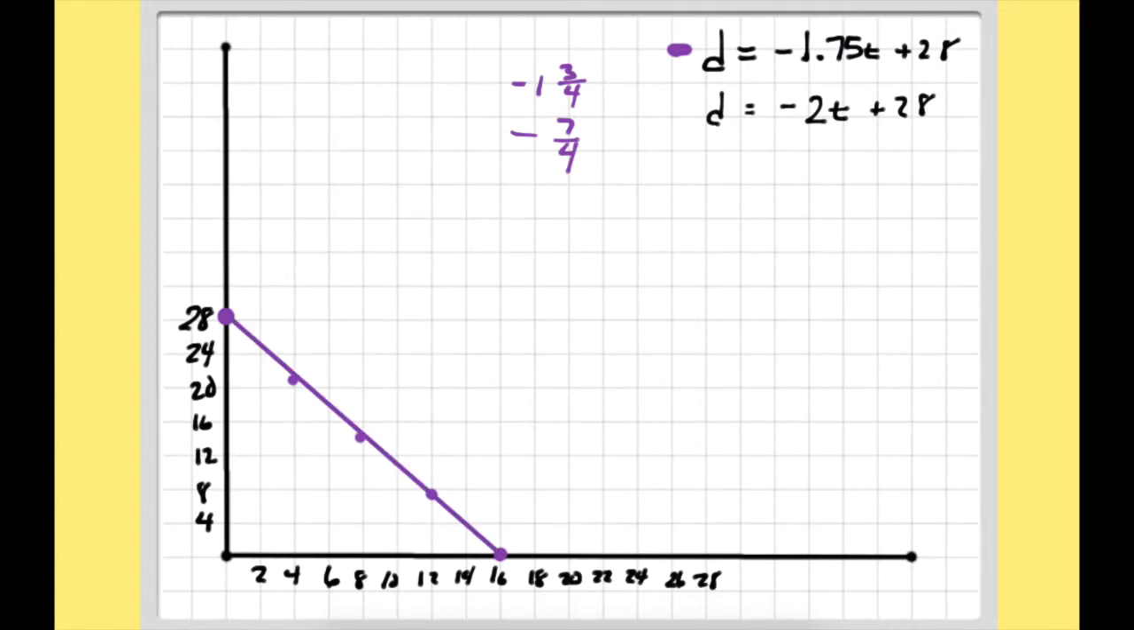Now, let's try it with the escalator. So our y-intercept is still 28. But our slope is now negative 2, which means we're going down 2 for every 1 that we go over. Or if we want to make things go a little faster, we're going down 8 for every 4 that we go over. So that means that at 4 we're down to 20, and at 8 we're down to 12, and at 12 we're down to 4, which means that at 14 we'd be at 0.